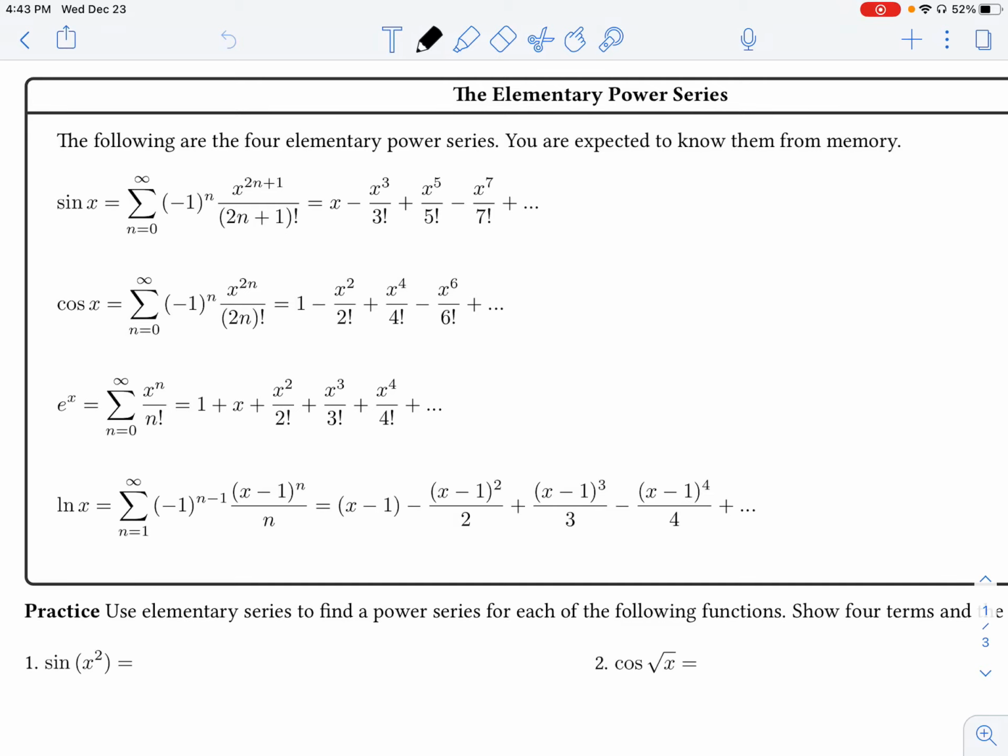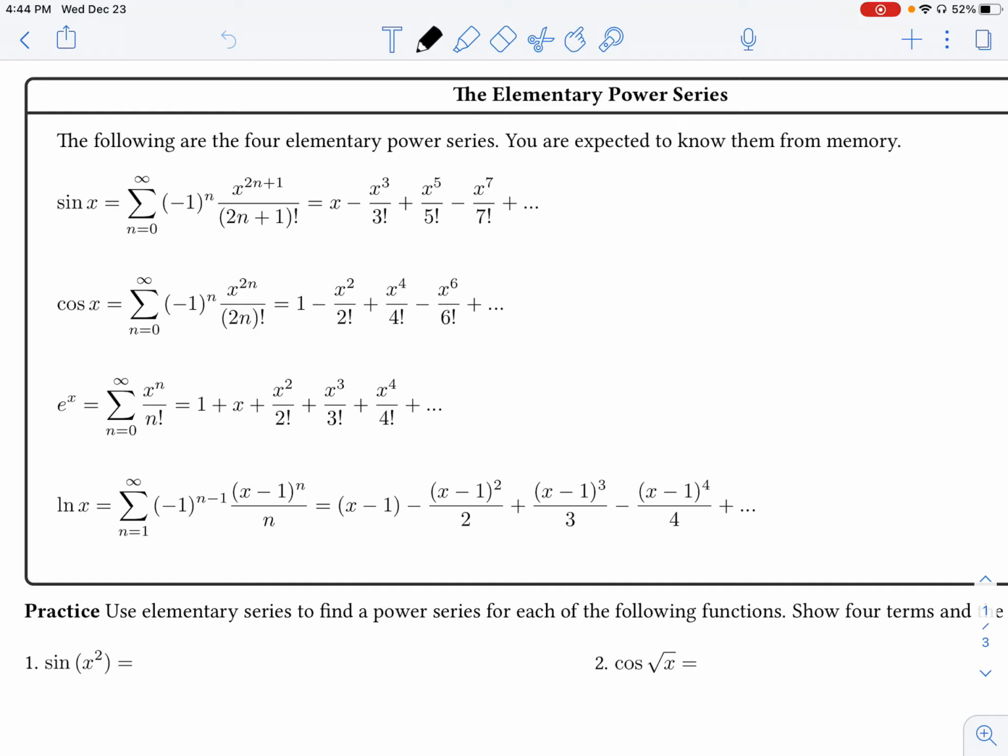So far in this course, we've gone over and learned about a couple of different power series. And the four that you see here are what are known as the four elementary power series. You're expected to really memorize these and commit these to memory, because these are four series that we will be using over and over again to write the power series for more complicated transcendental functions.